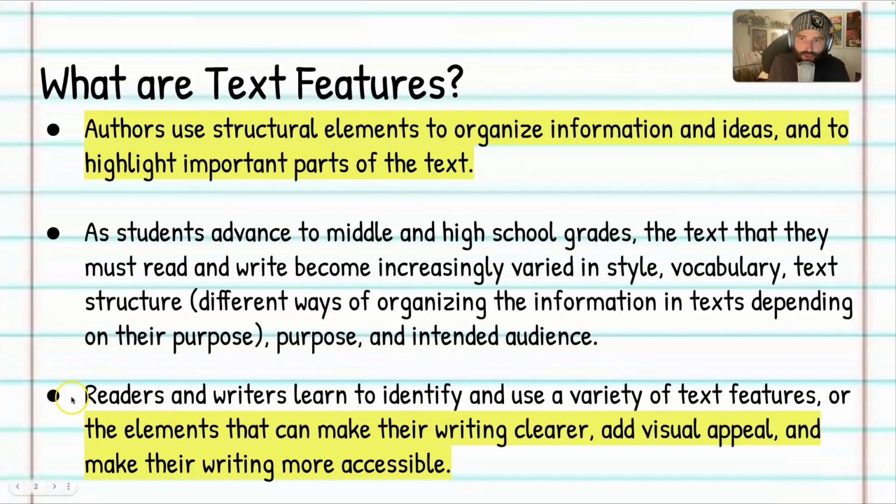Once you start to understand that, readers and writers learn to identify and use a variety of text features, which is what we're going to look at today, and then we're going to learn how to use them, as elements that can make their writing clearer, add visual appeal, and make their writing more accessible. Well, if this can make your writing clearer, more appealing, and more accessible, it's the same thing for authors that have already written text, right? They are using these things to do all this, but they are also using them to help convey the purpose: why did I write this text? The text features will help you identify that, and we'll talk about that in a second.